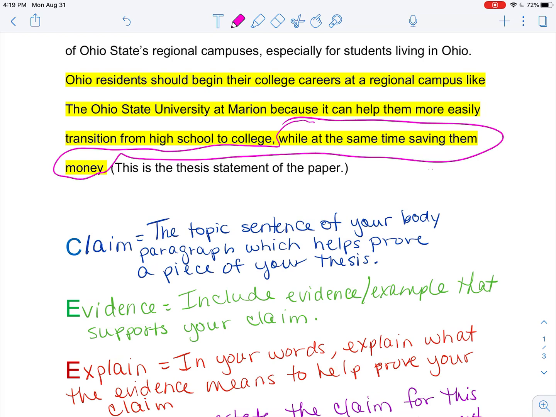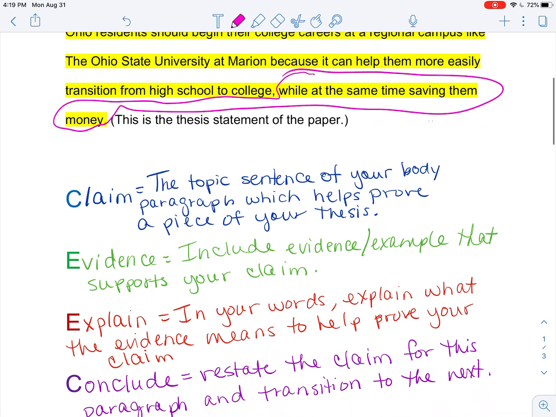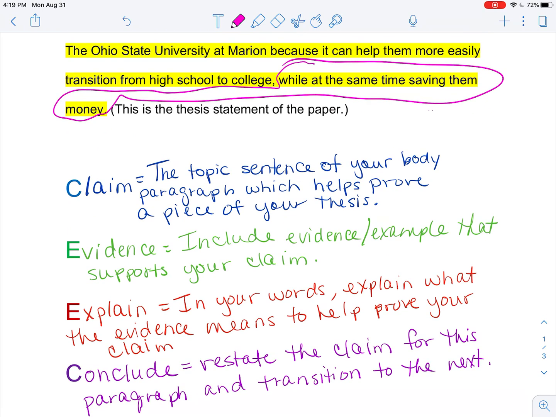In other words, you're telling your reader what that evidence that you've included means and how it's supporting what your claim says. Last but not least, you conclude. So the final C of CEEC is conclude. You restate the claim. So in other words, you go back to that topic sentence, you restate it in a different way, and you transition to the next paragraph.